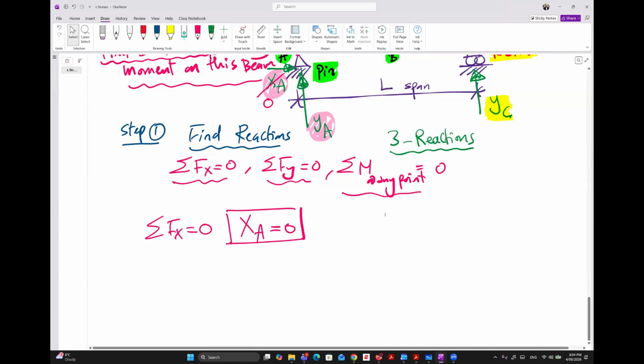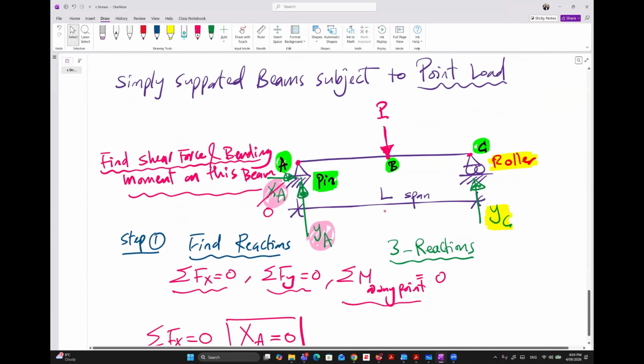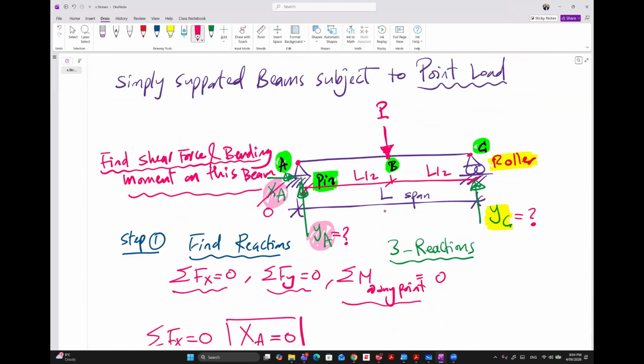For the other reactions, YA and YC, because the force is in the middle, B is in the middle, actually this force will be distributed between the two supports. So what do you expect, how much of the force will go left, how much of the force will go right?